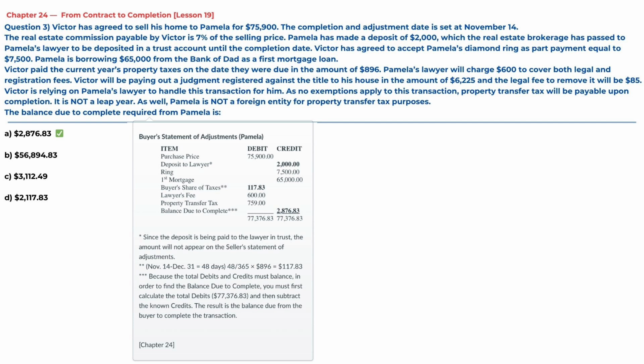The balance due to complete required from Pamela is? Buyer's statement of adjustments, Pamela. Item. Purchase price, $75,900 debit. Deposit to lawyer, $2,000 credit. Ring, $7,500 credit. First mortgage, $65,000 credit. Buyer's share of taxes, $117.83 debit. Lawyer's fee, $600 debit. Property transfer tax, $759.00 debit.